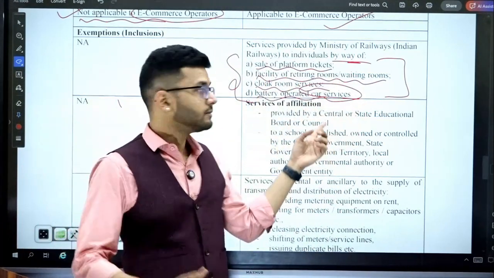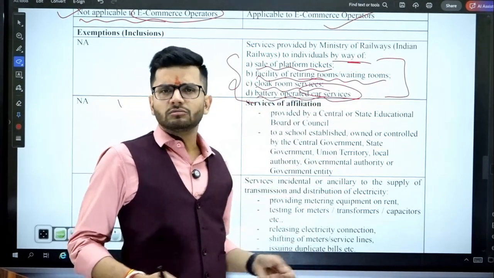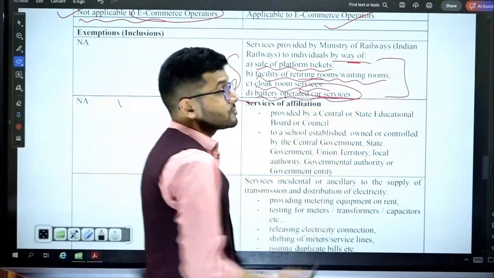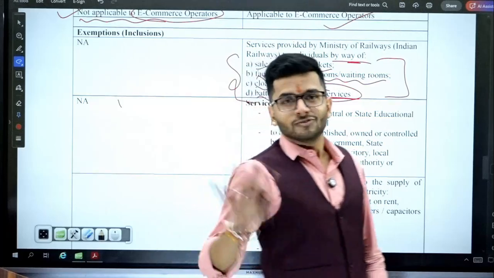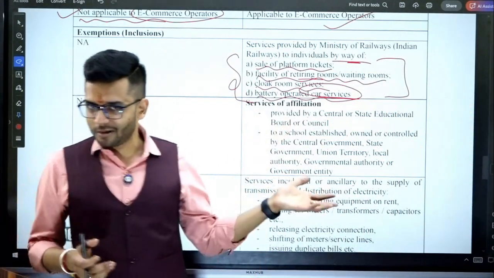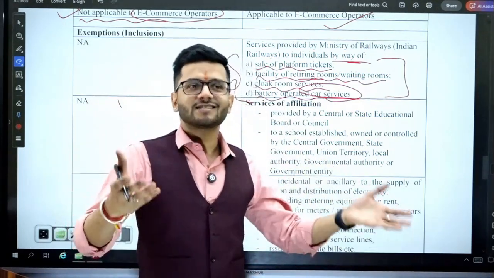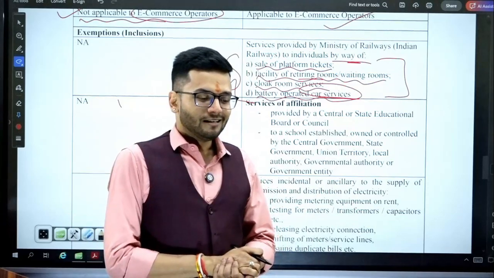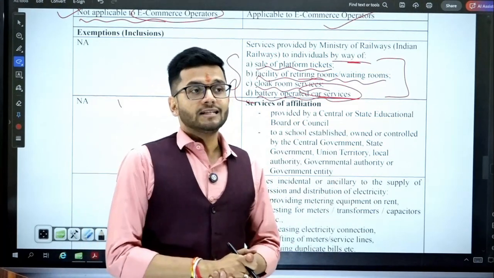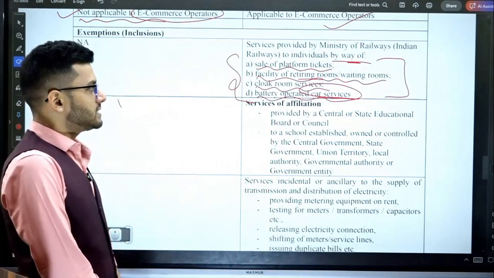So sale of platform tickets, okay, Ministry of Railway sells platform tickets. Retiring rooms, clock rooms, waiting rooms are there, services relating to them. Then battery operated car services, although I have not seen in any of the stations in entire country that they are battery operated cars. I've seen them on airports, not on railway stations. Actually, railway stations don't have space to drive a battery operated car. So I've not seen it, but maybe government's future planning is there that they will introduce battery operated car services. So that is again exempt from GST.